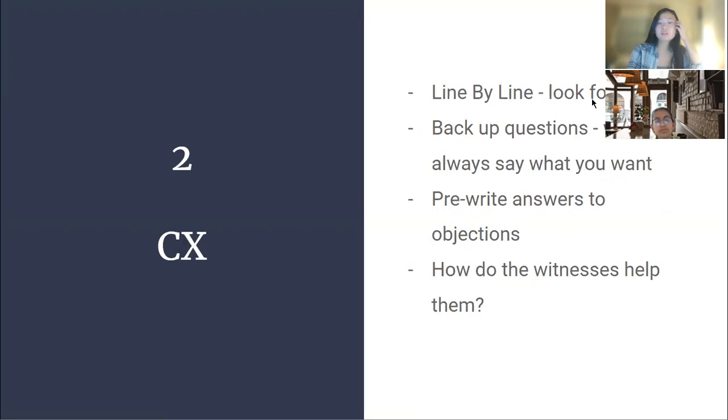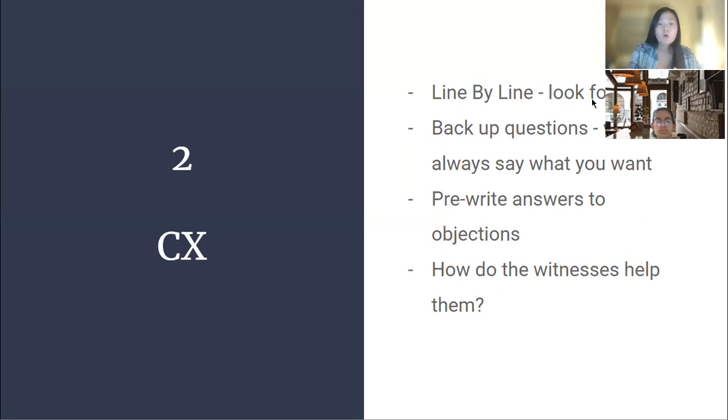So next is CX. The easiest thing to start with for CX is to look at very specific lines within your witness that you are trying to cross-examine. Within those lines, you can look for discrepancies, like when they said one thing but their actions do differently, or they say one thing and later they say a different thing.